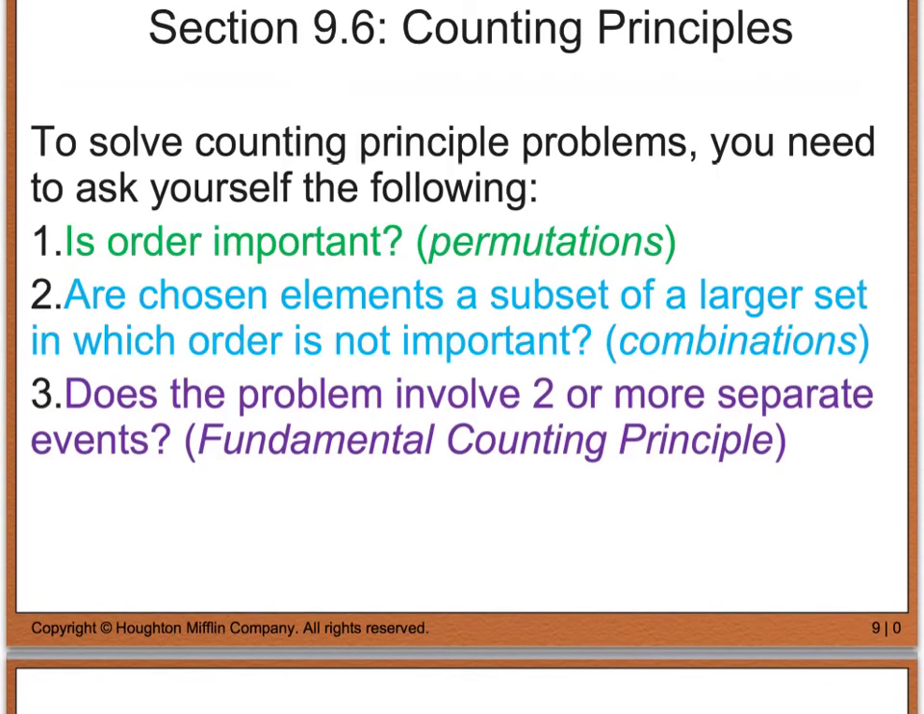Now, to wrap things up, we need to look at the important pieces for counting principles. The first thing you need to do is determine right away whether or not order is important. If order is important, then you have to use permutations. If order doesn't matter, then that's got to be combinations. Then, the third thing we need to look at is whether or not the problem involves 2 or more separate events, like our example 10. If it involves 2 or more separate events, then we're also going to have to incorporate the fundamental counting principle as well.